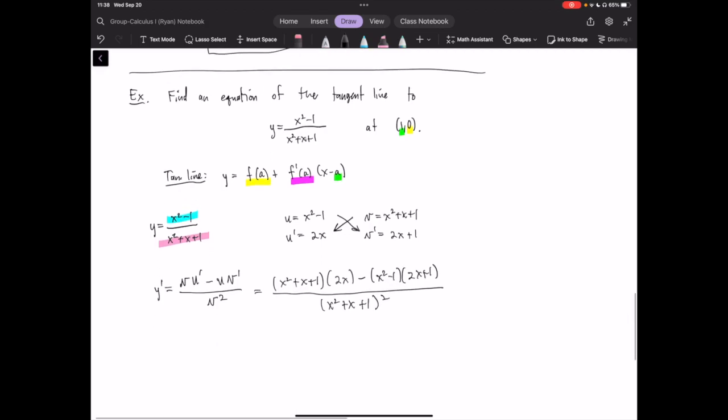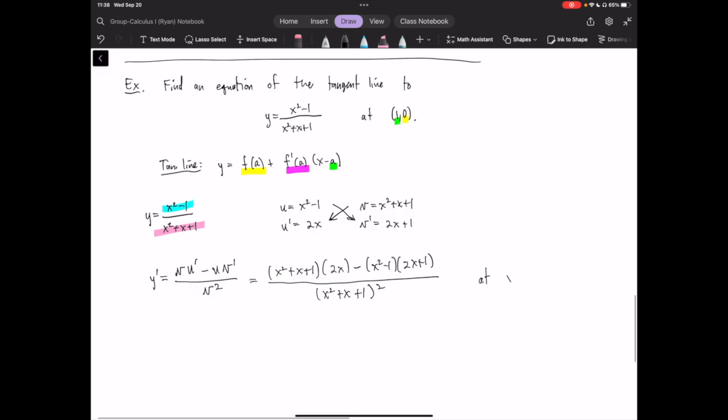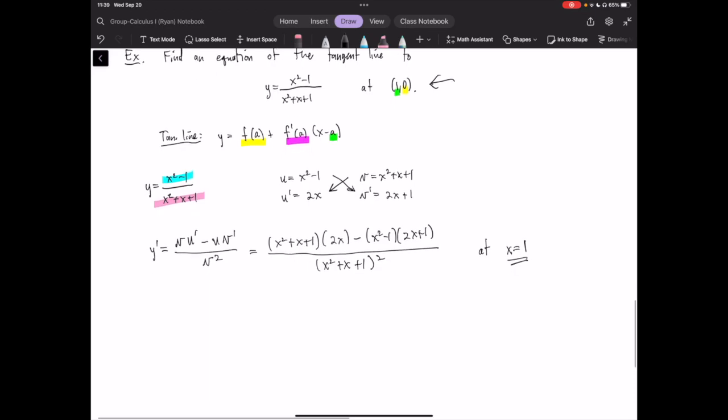Okay, and so there's a lot of work we could do here to simplify this and get it as a nice simplified fraction. But for this problem, we only care about this at the point where x equals 1, right? And that's because we're asked to find the tangent line at that point. So we need the slope at that point. So when x is 1, we can just plug in and compute all this, right?